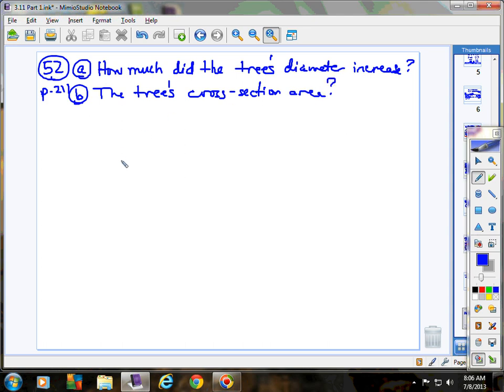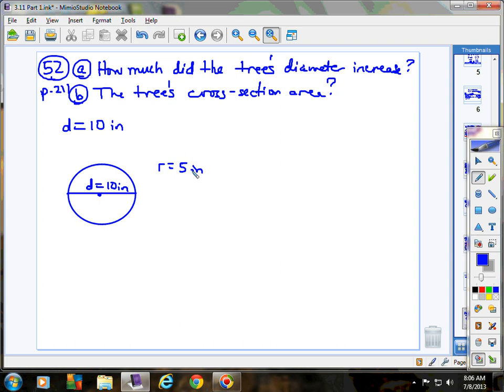Let's see what other numbers that gives us. Diameter was 10, so D equals 10. Let's draw a circle here. Here's the center. So the diameter is 10. Now that's a little different from the one we did a minute ago. A minute ago they gave us the radius. So if the diameter is 10, what's the radius? 5. That's probably going to help us more to know the radius. The diameter of the tree was 10, so the radius was 5.